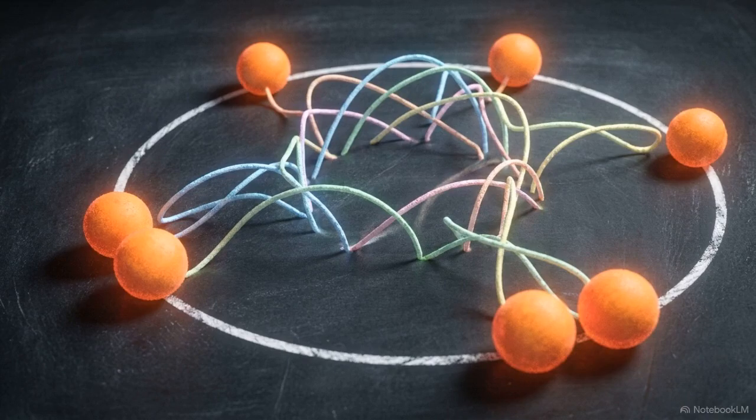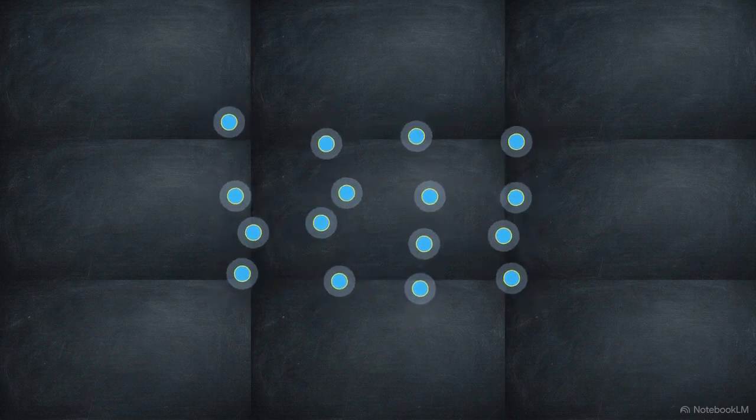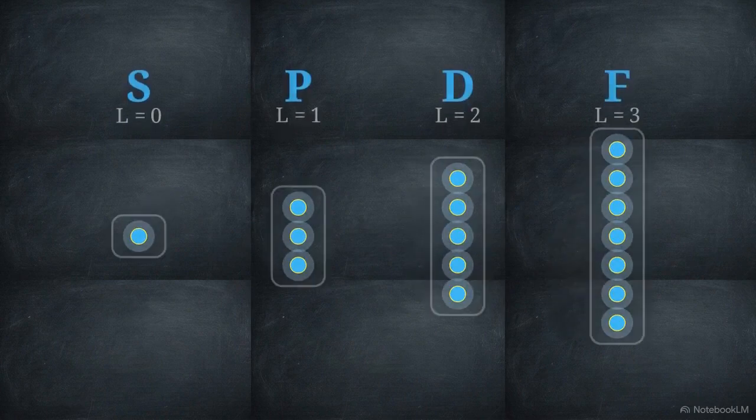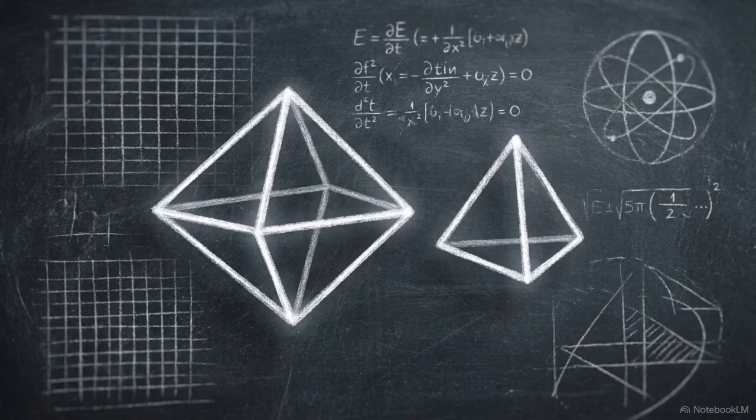When an atom has multiple d electrons, their individual spin and orbital angular momenta couple together. This coupling, known as Russell-Saunders coupling, organizes the electrons into distinct energetic groupings called microstates. These are categorized by lettered term symbols, primarily S, P, D, and F. In the presence of a ligand field, these entire coupled atomic states split into new energetic levels.